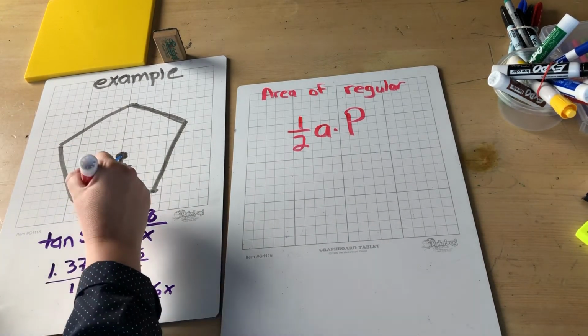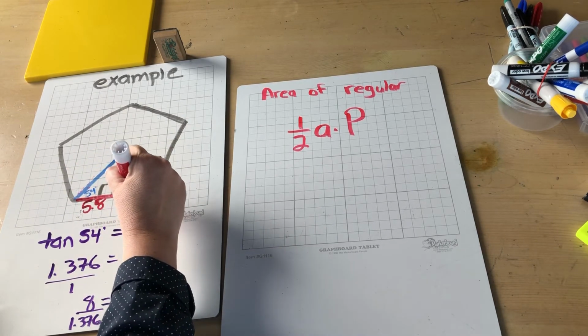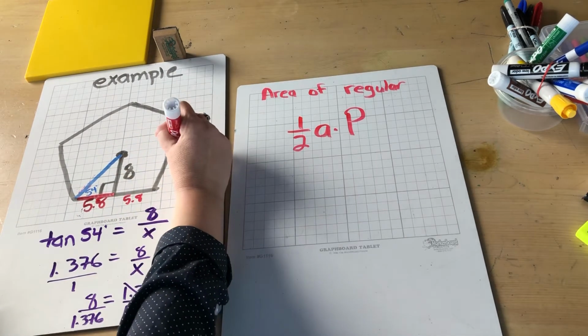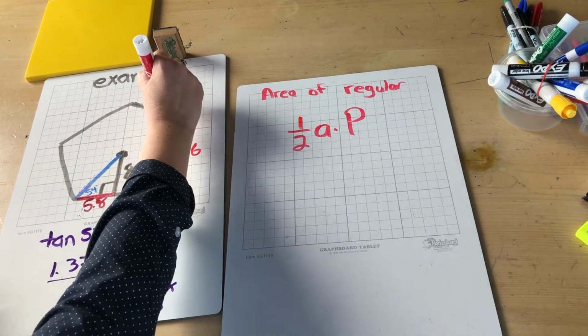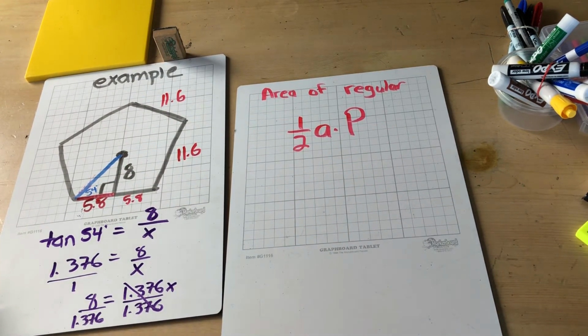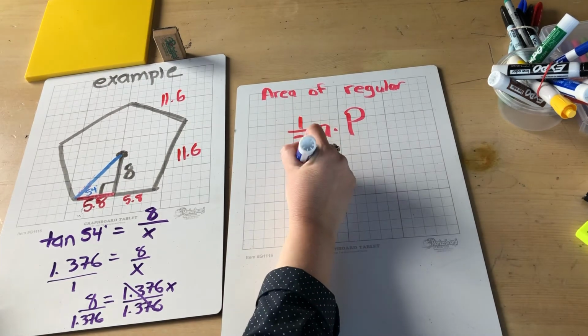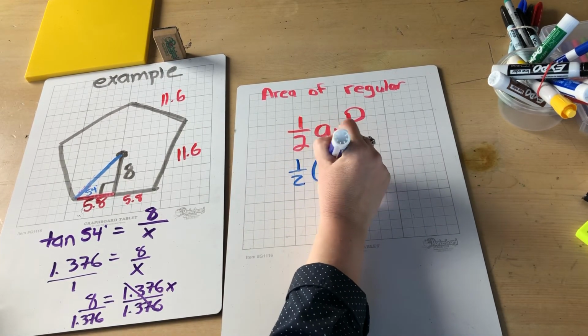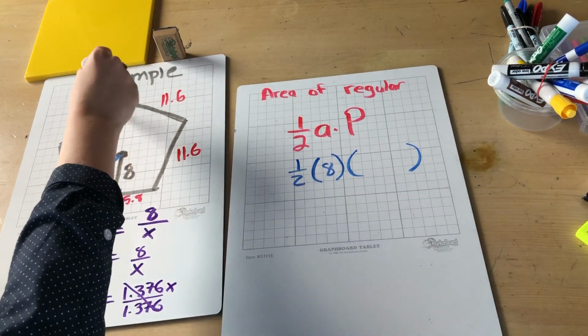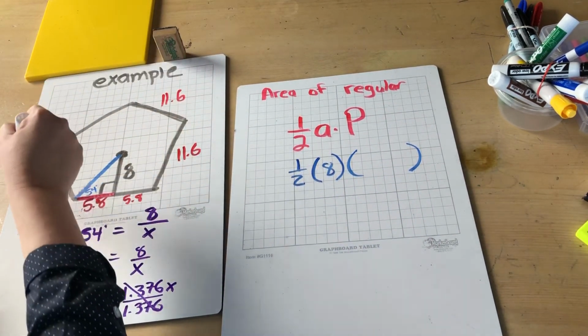Okay, so 5.8, and then this part's 5.8. So let's see, 5.8 times 2, 11.6. Okay, so all these sides are 11.6. So I'm going to put that as my perimeter. So we're going to go to the actual math. We're going to say now we're doing half. The apothem was given as 8. The perimeter is going to be 11.6 times what? 5 sides, right? 5 sides.